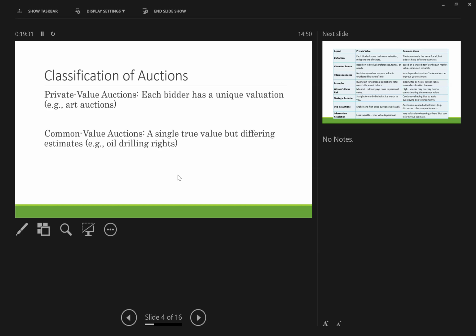But with a common value, perhaps the item is worth maybe 5 Ghana cedis. I have no idea. You also have no idea. But then we are bidding, and whoever bids the highest would win.